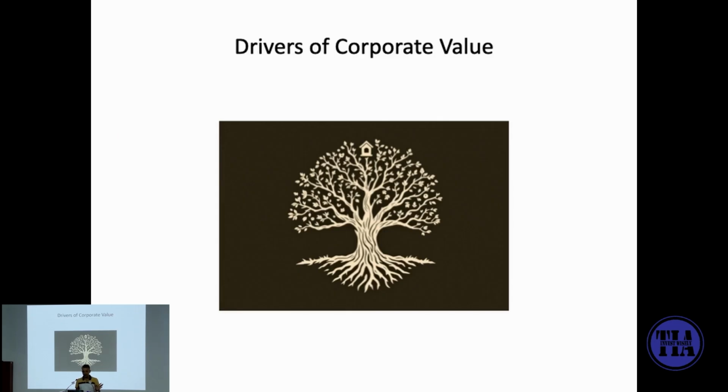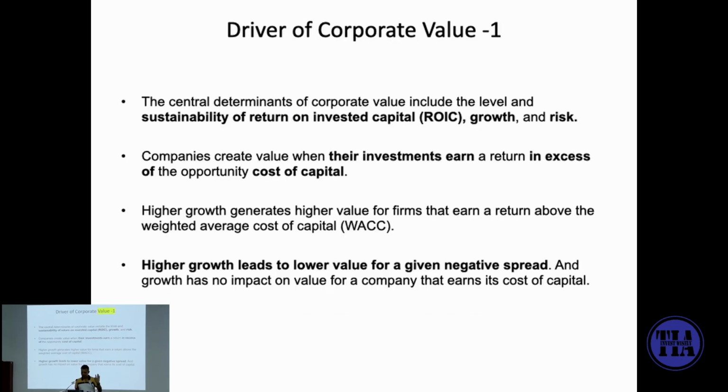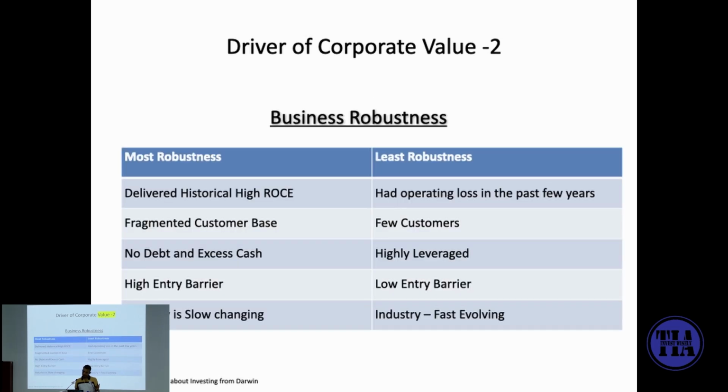Okay, drivers of value: what creates value? Simple. ROCE, working capital, which we have already spoken about, that's one. Robustness of business. This I have taken from Pulak Prasad's book, What I Learned from Darwin. How a business should be, and how a business should not be. Delivered historical ROCE. So you should see whether your company has delivered, against high operating loss. Don't ever get here. Fragmented customer base. In the last 3 years, companies did very well with one customer, which is government, correct? That's luck. If you consistently want to make money, you need to find a business where 1 crore customers are buying the product, and not only one customer.